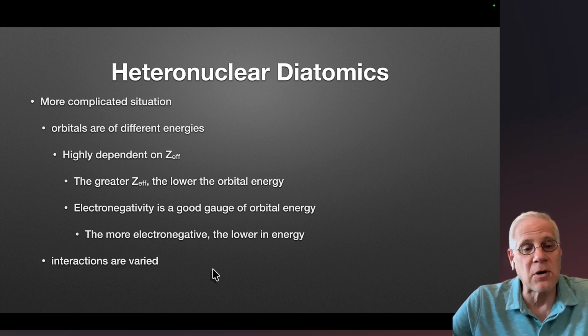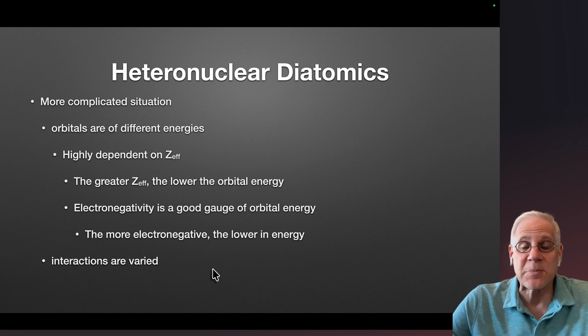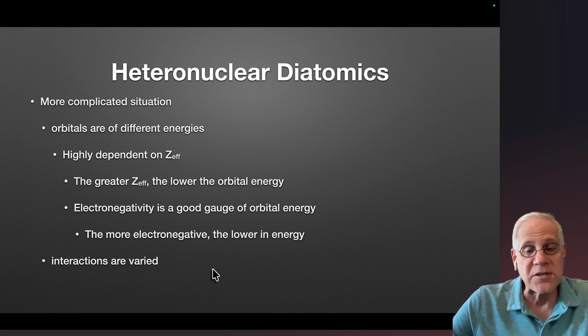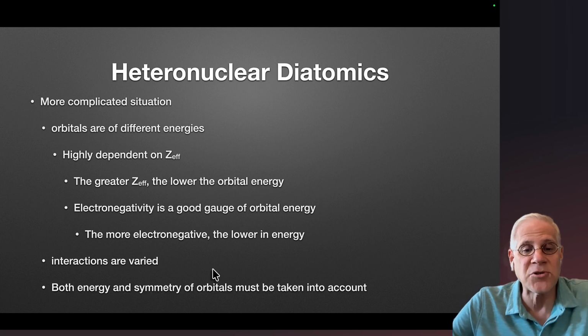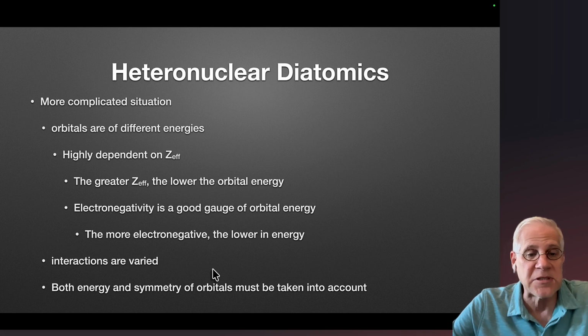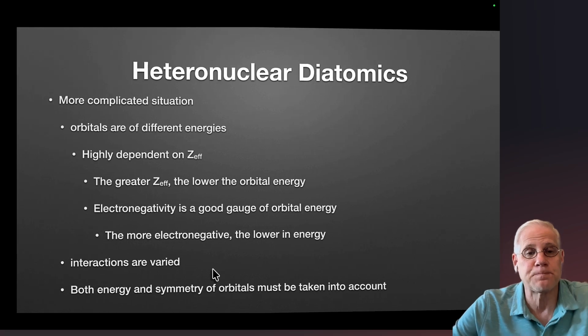The interactions are varied when you have heteronuclear diatomics because you have different types of orbitals at different levels for different atoms. And if they come from different periods, that can really cause things to be really varied. What you always have to look at is the energy of the orbitals. They need to be fairly similar, and the symmetry of the orbitals has to be taken into account. We'll look a lot more at symmetry of orbitals in the next lecture, next week's lecture.